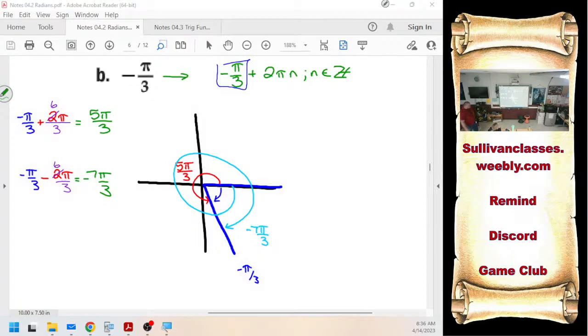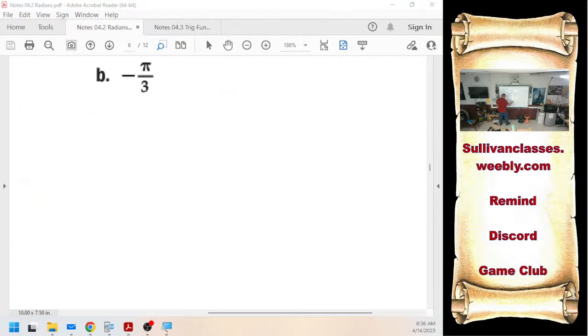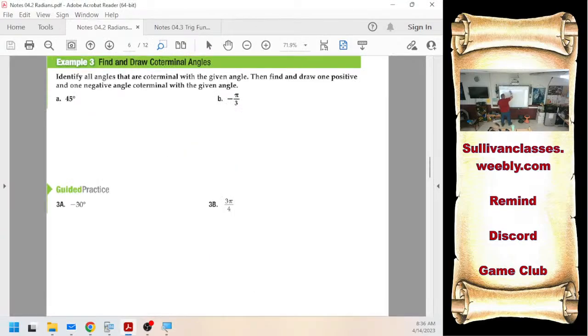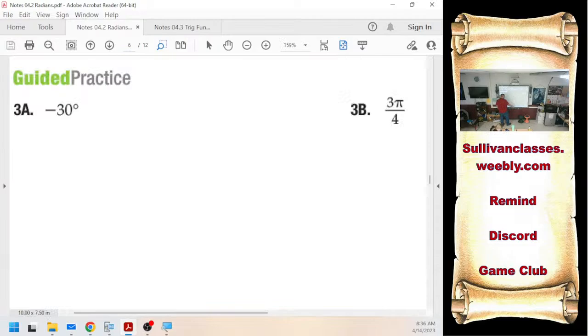Okay? It does say sketch, so it doesn't have to be an artist's rendition of these angles. As long as everyone else in the room could look at it and say, yeah, I get it. Okay? So now do 30 degrees, or negative 30, and 3/4 pi, go.